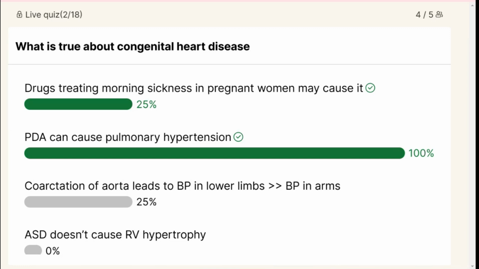And ASD does cause right ventricular hypertrophy, and the mechanism is similar to what I explained in the previous question. Basically, more blood enters the right atrium, so there's more blood in the right ventricle, more blood being pumped to the lung. And as a consequence, to match the increased pressure, the right ventricle starts to hypertrophy. Anyone have any questions? Okay, then I think we can go to the next one.